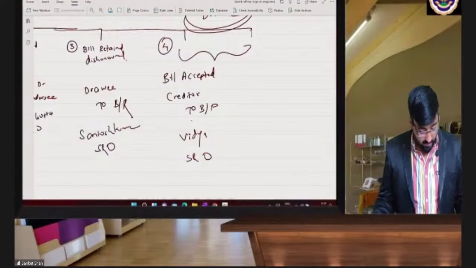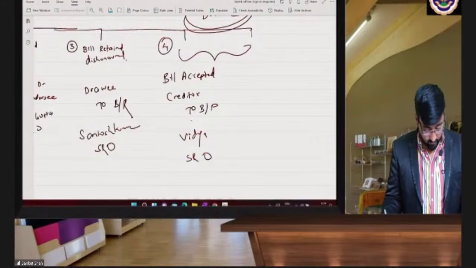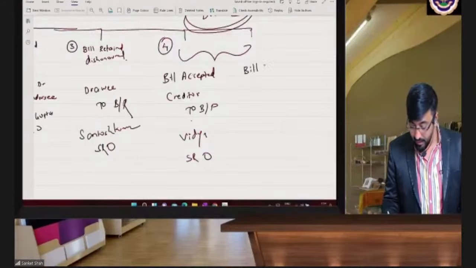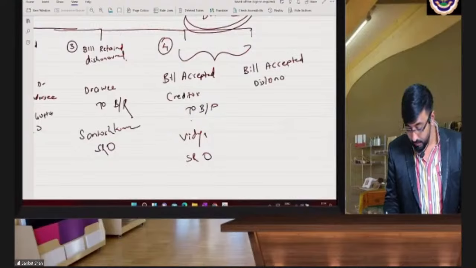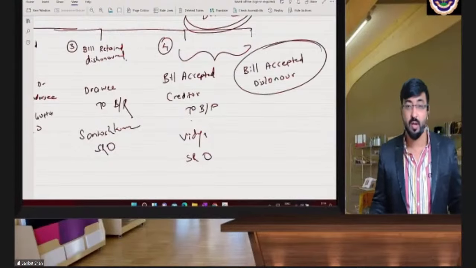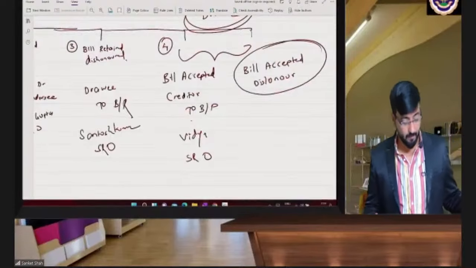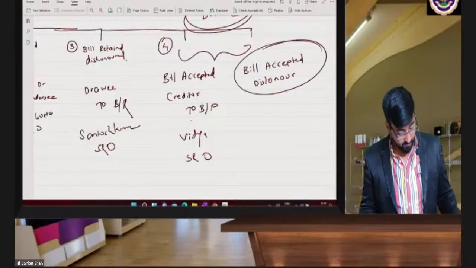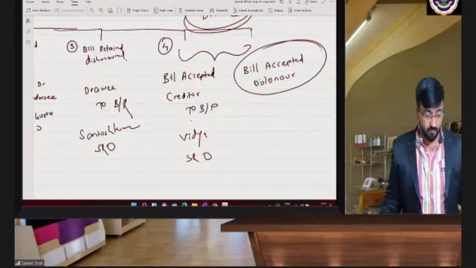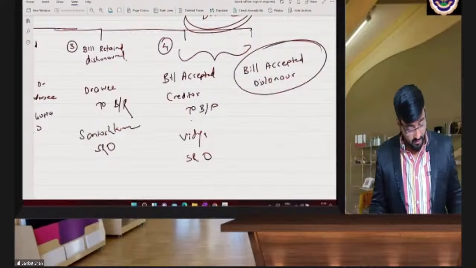And last one, bill accepted dishonor. Very simple entry. Bill accepted dishonor in the books of drawee. Chalo. Yes, very good.